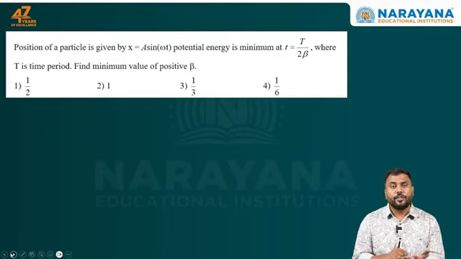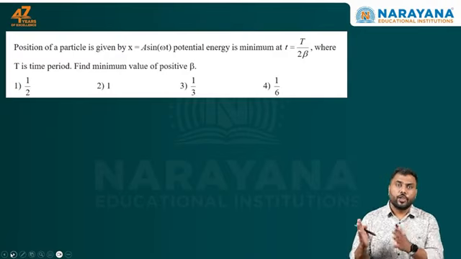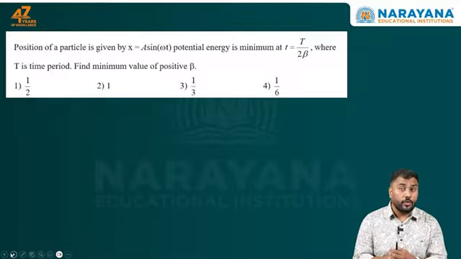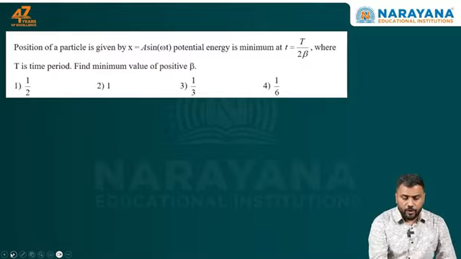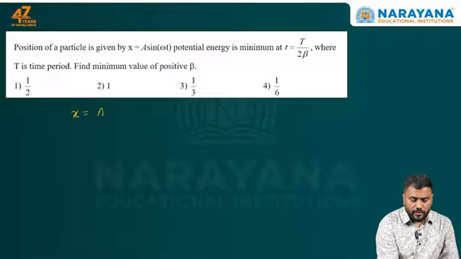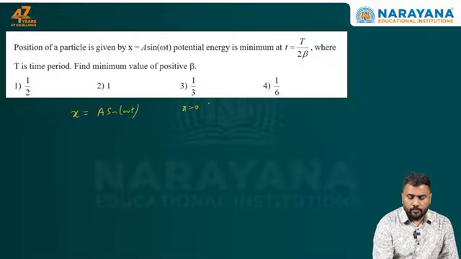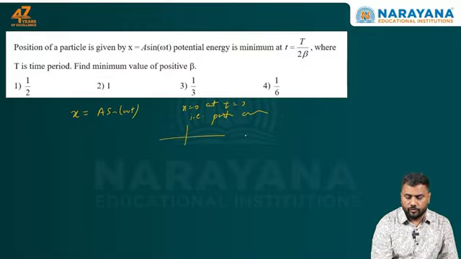So they are asking you to find out the time when the potential energy is minimum. The particle, you can observe, is starting from the mean position. The equation given to us, x is equal to A sin omega t. At t equals 0, x is 0. That means the particle starts from the origin. So if you see the position versus time graph, the graph should look like this.